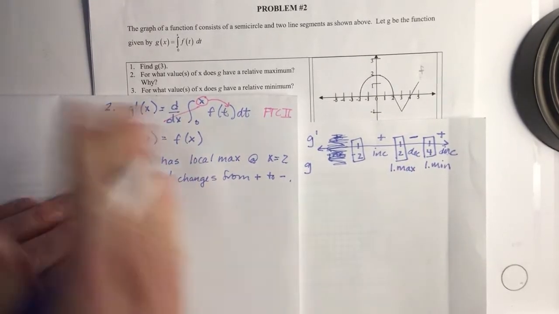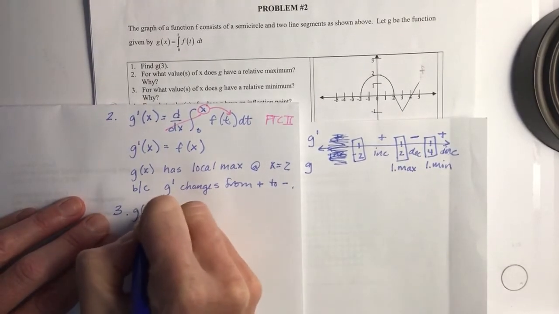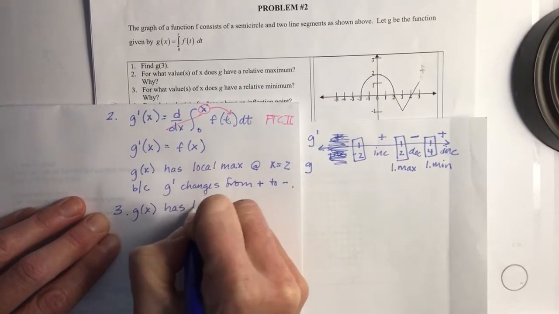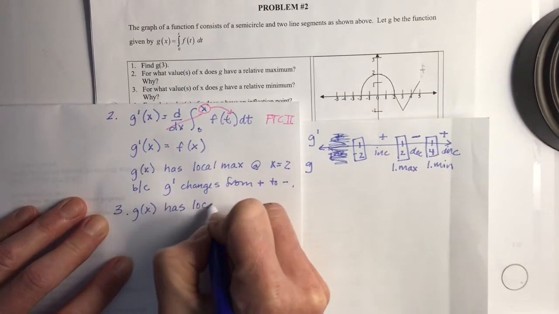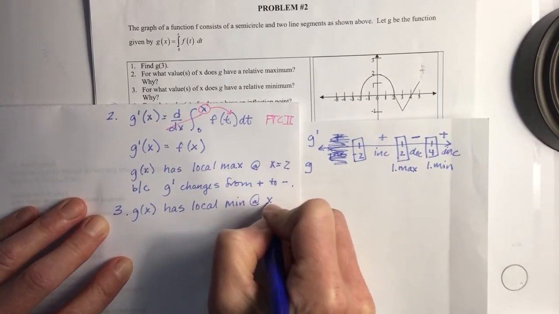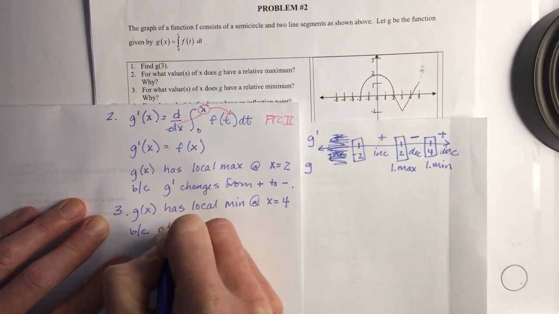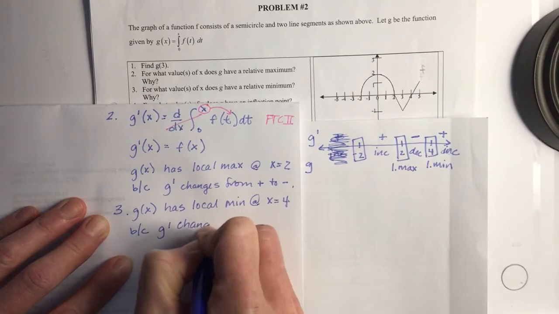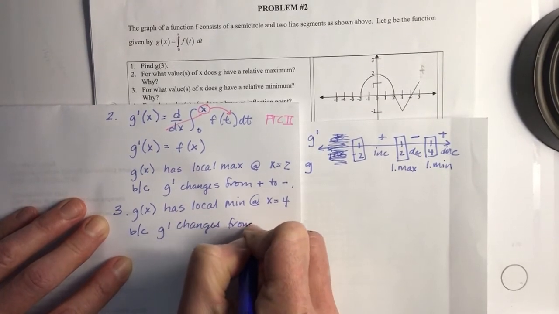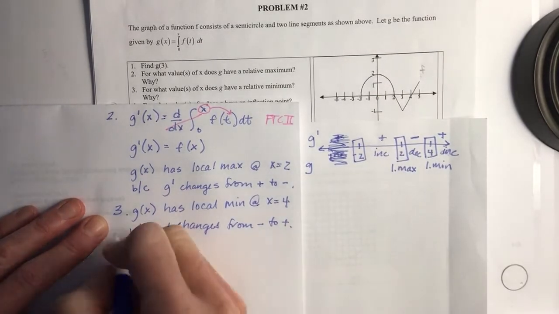Number 3, for what values does g have a minimum and why? G of x has, can you guys see that? Yep, a local min at x equals 4 because g prime changes from negative to positive.